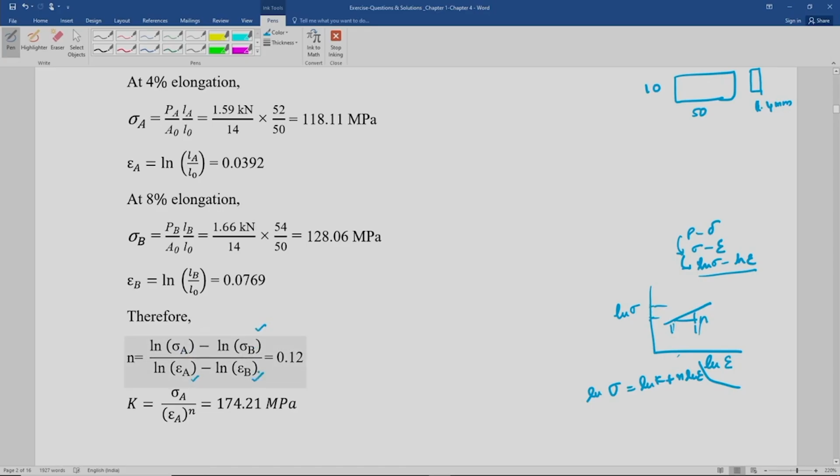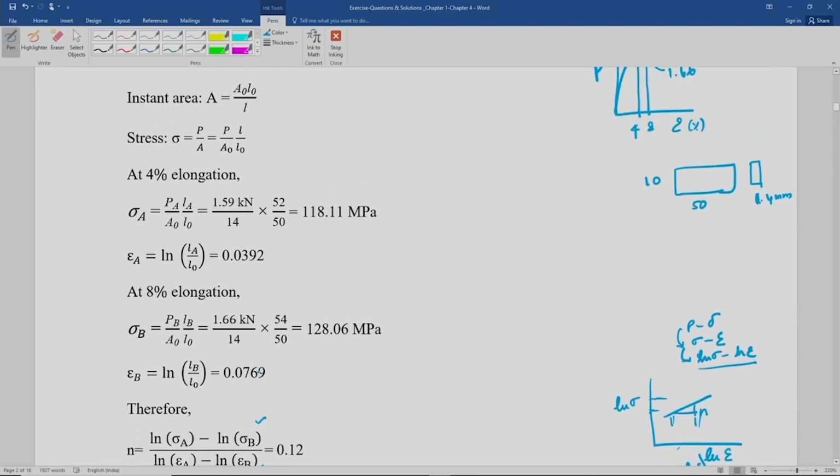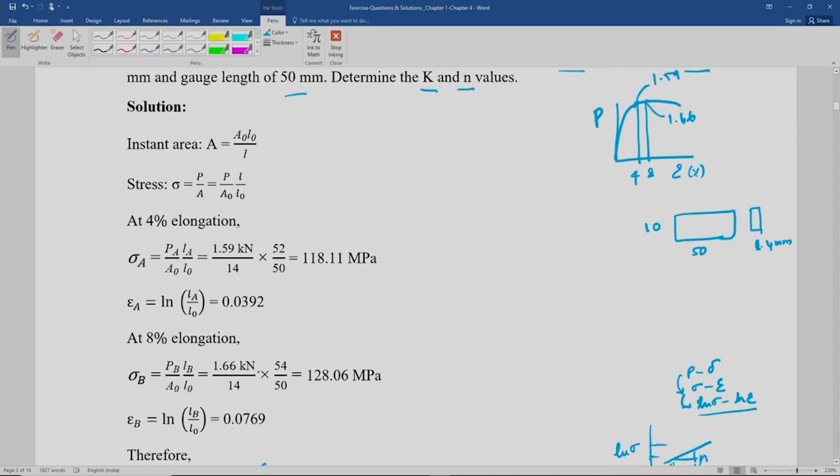Now the question is, how are you going to calculate sigma a, sigma b, epsilon a and epsilon b? So n is nothing but the slope of a graph between ln of sigma and ln of epsilon. That's all we are saying. Okay, and you pick up any 2 points, you should be able to calculate the n value accurately. And that's what we are giving here. The 2 points are already given in the problem. One is at 4% elongation, the other one is at 8% elongation.